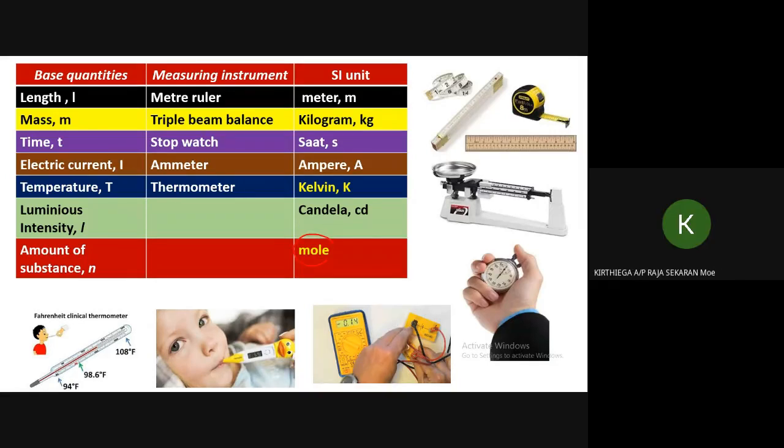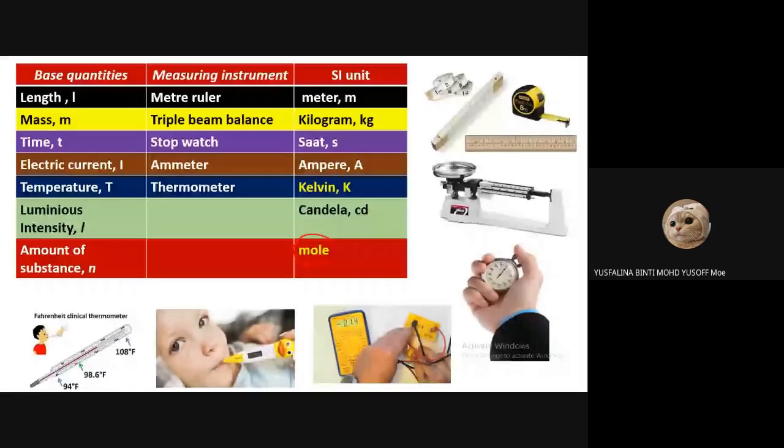What is luminous intensity? Luminous intensity means the light intensity. So you have to remember these seven base quantities: five from Form 1, and two from Form 4.